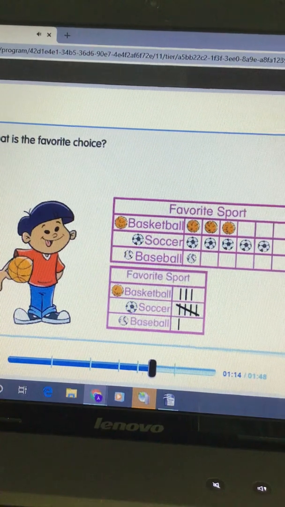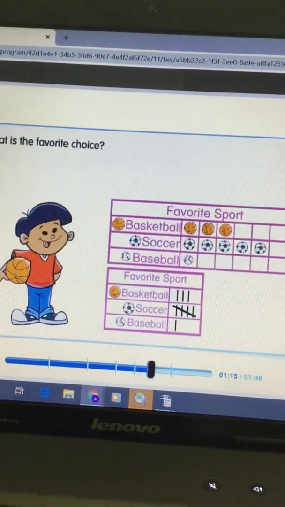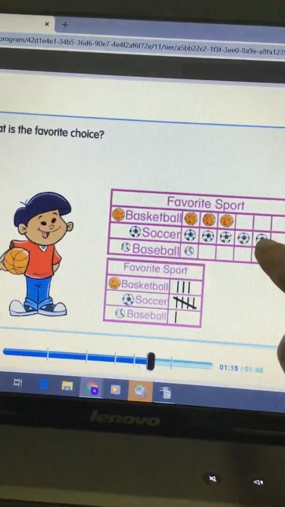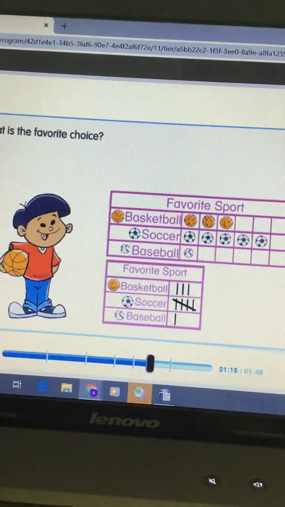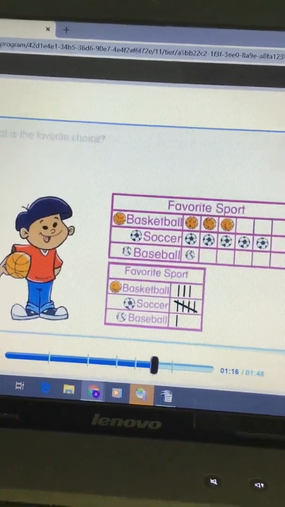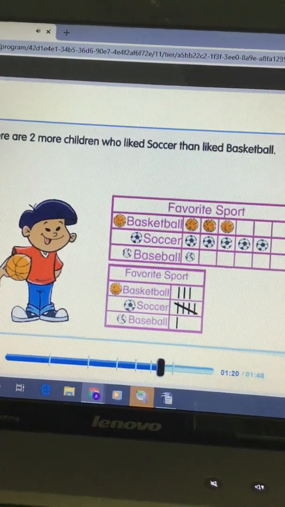What is the favorite choice? The favorite means which one had the most. When we look at the chart, we can see that soccer had the most. It's the one that goes out more than the other 2 on our graph. There are 2 more children who liked soccer than liked basketball.